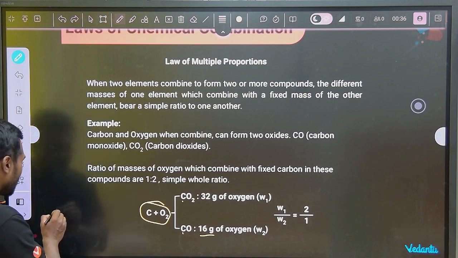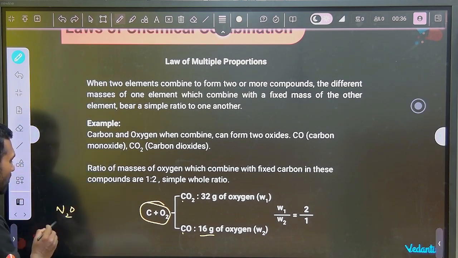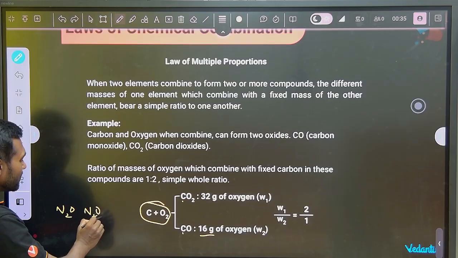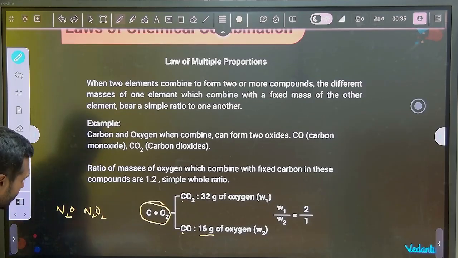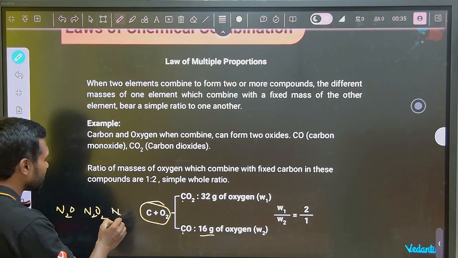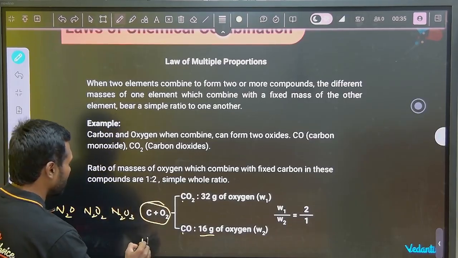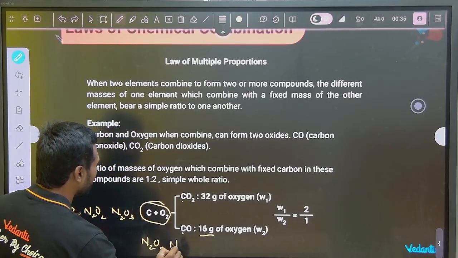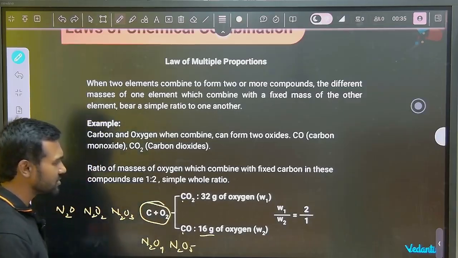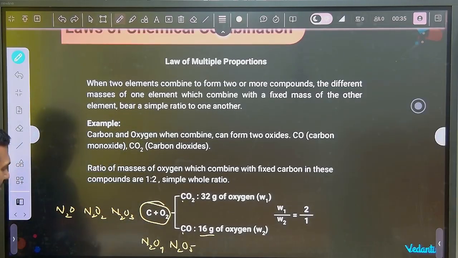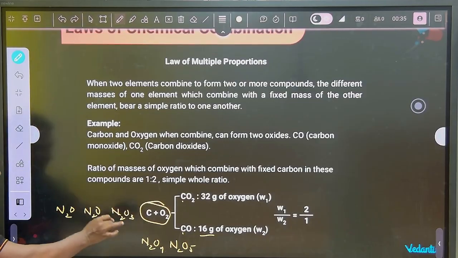Same like that, if you take the nitrogen oxides N2O, N2O2 (the dimer form), N2O3, N2O4 and N2O5. If you take these five compounds and observe, the nitrogen mass is fixed. Everywhere it is 28 grams.